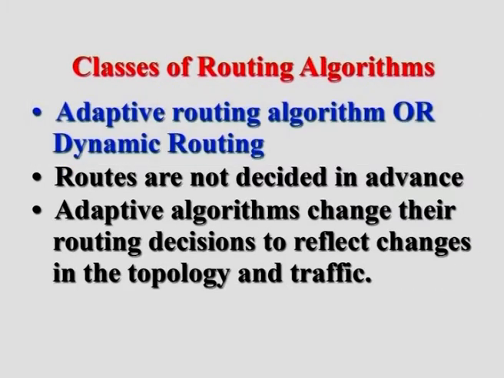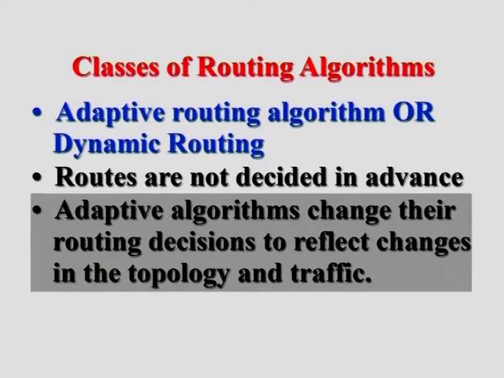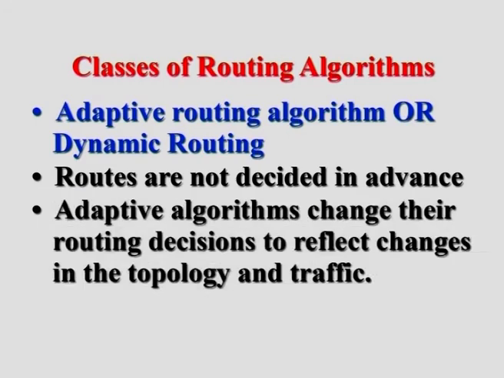In the case of adaptive algorithms, routes are not decided in advance. Adaptive algorithms change their routing decision to reflect changes in the topology and traffic. There are many adaptive algorithms. These algorithms differ in the manner they get their information when they update the routes and what metrics are used in them for optimization. As adaptive algorithms change their routing decision on the run, they are also called dynamic algorithms. Now we will discuss some static and dynamic routing protocols.